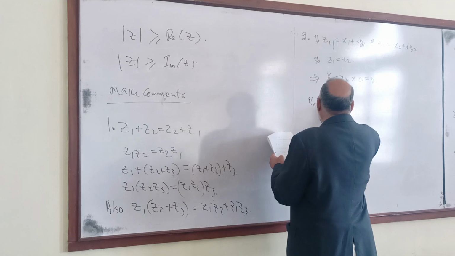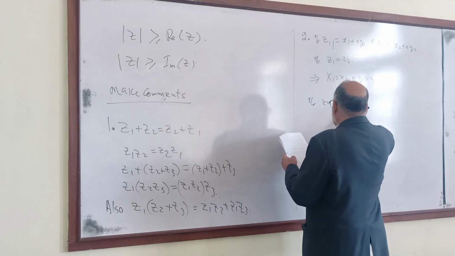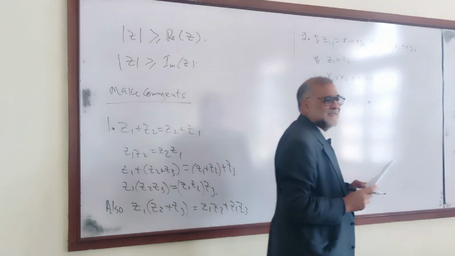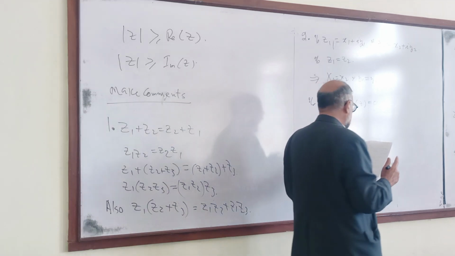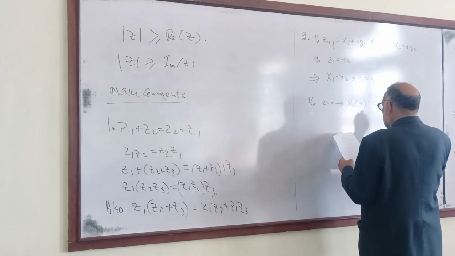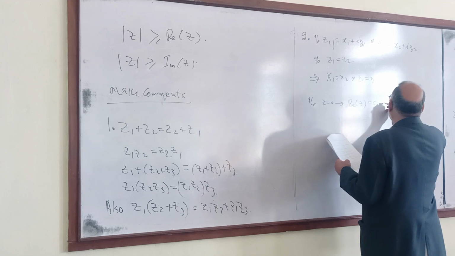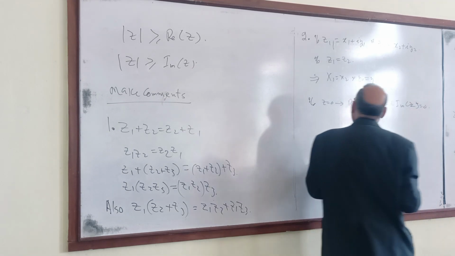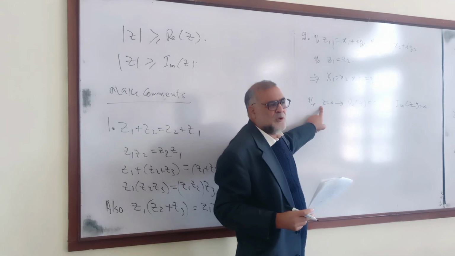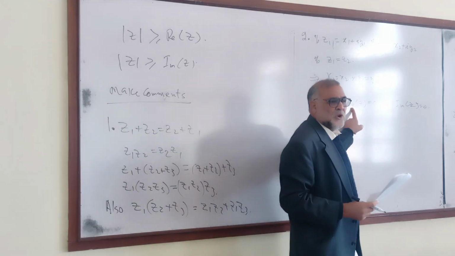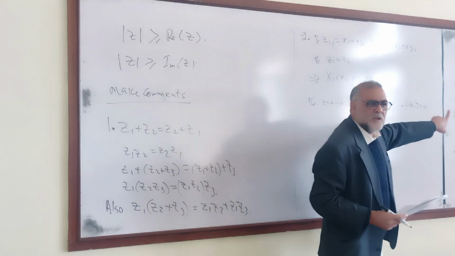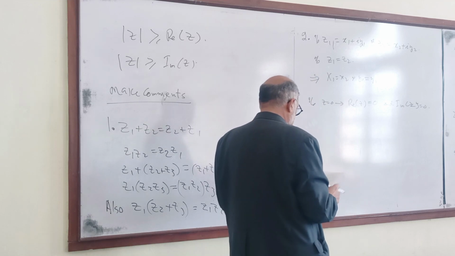If Z equals 0, this means that the real part of Z is equal to 0 and the imaginary part of Z is also equal to 0. It means x is equal to 0 and y is equal to 0.